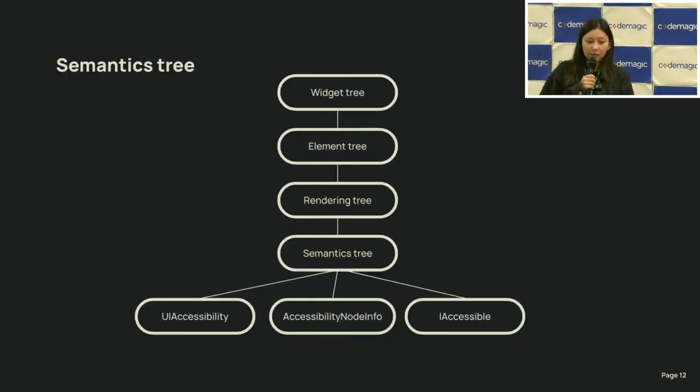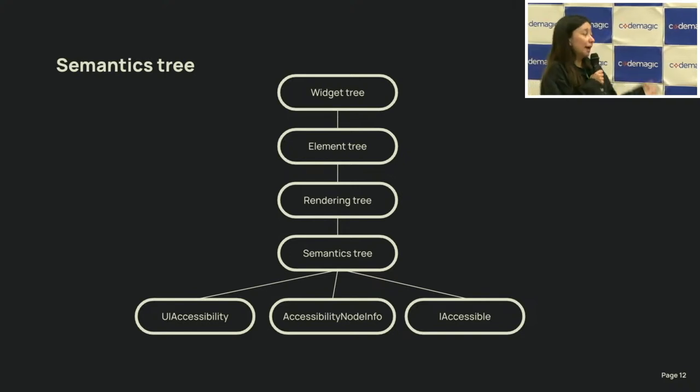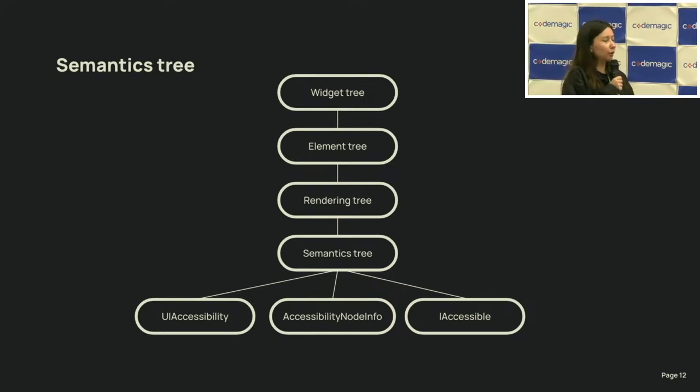And this is basically how the semantics tree gets created. So we write widgets, we have a widget tree, and this widget tree creates an element tree which stores some state or other information, which then draws the rendering tree, which then creates the semantics tree, which converts to the platform-specific objects, like UIAccessibility for iOS or AccessibilityNodeInfo for Android, IAccessible for Windows.